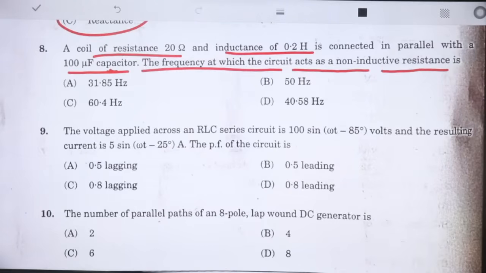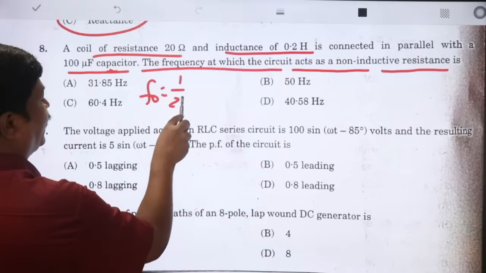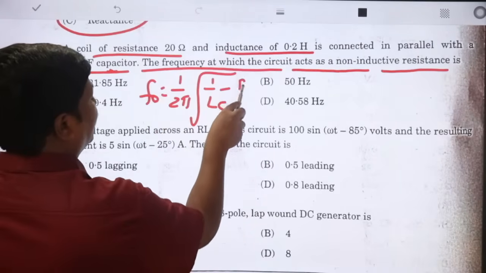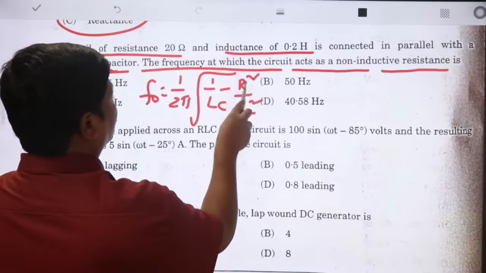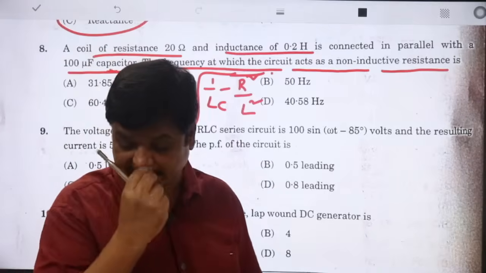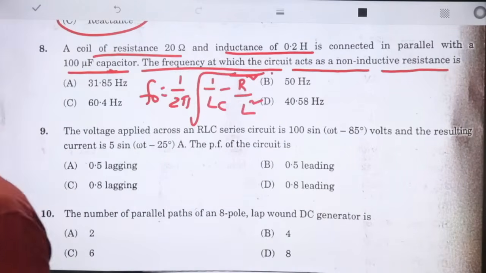Non-inductive resistance. What is the resonance frequency formula? F0 is equal to 1 by 2 pi root of 1 by LC minus R square by L square. So that's why they allowed some calculator for you. Small calculators are allowed. If you calculate using this formula, how much are you going to get?